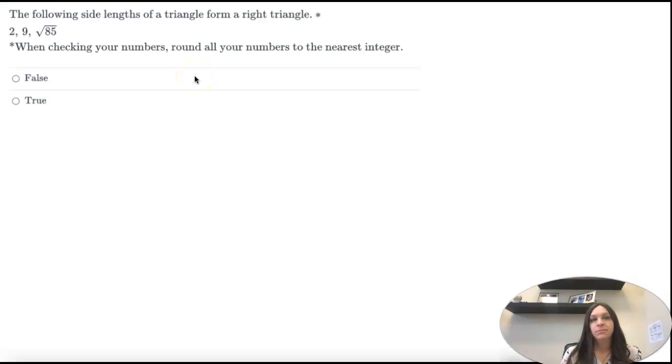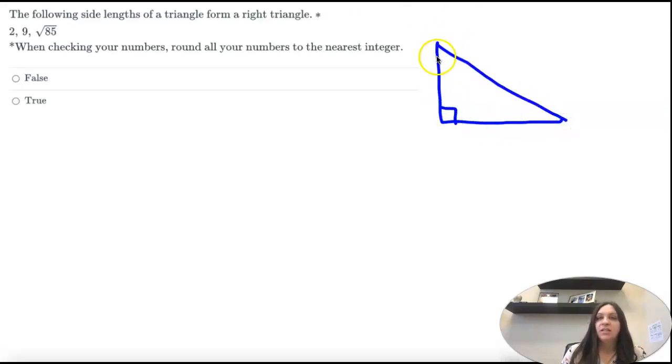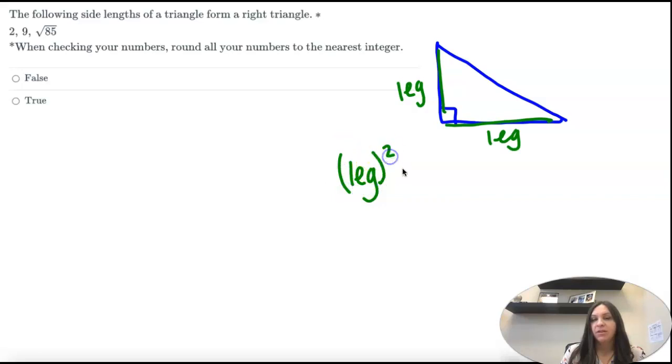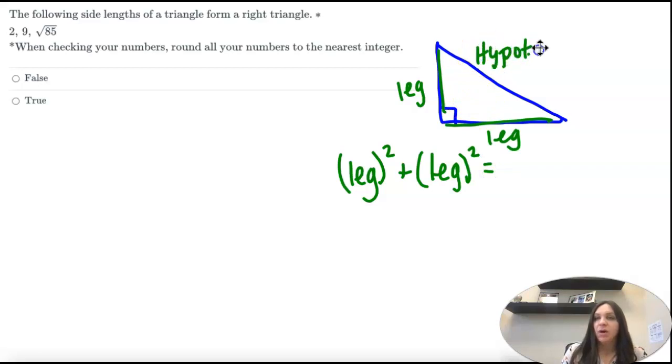The following side lengths of a triangle form a right triangle, true or false? If something is a right triangle, meaning it has a right angle, then the two legs that make the right angle add. If I take one leg, square that value, plus the other leg squared, that equals the length of the hypotenuse squared.